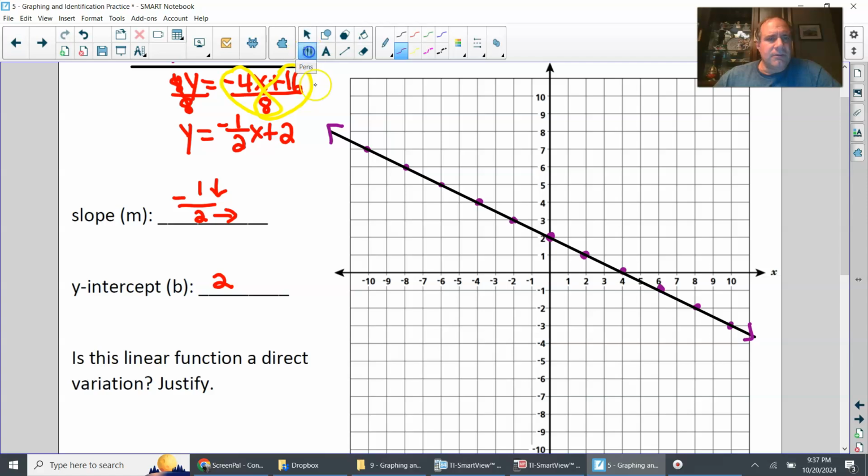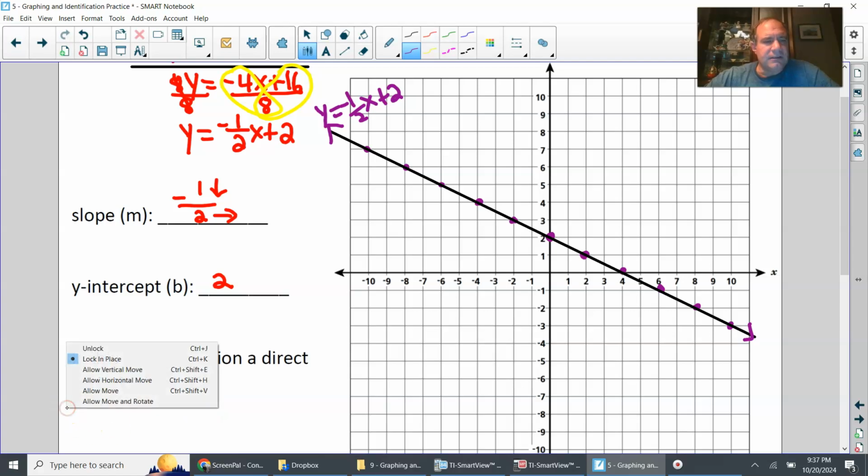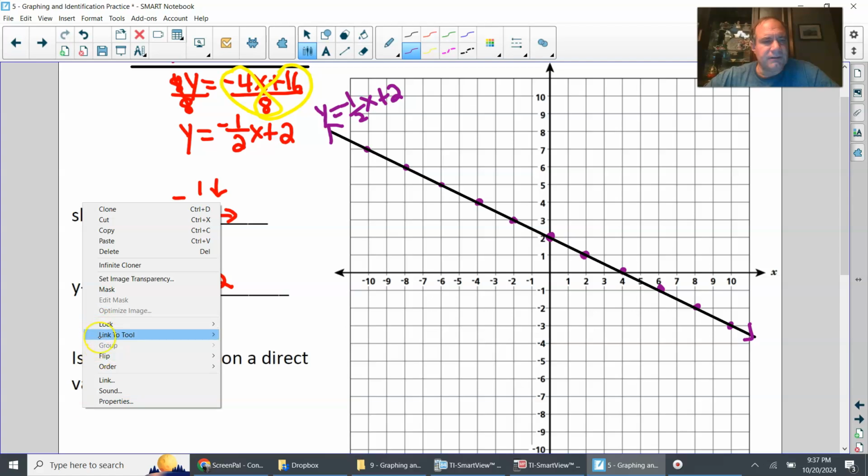And then just go ahead and put the equation on that line. Y equals negative 1/2 x. And it should be negative. It goes down from left to right and it crosses 2. Is this a direct variation? No, it is not, because it is not going through 0, 0.